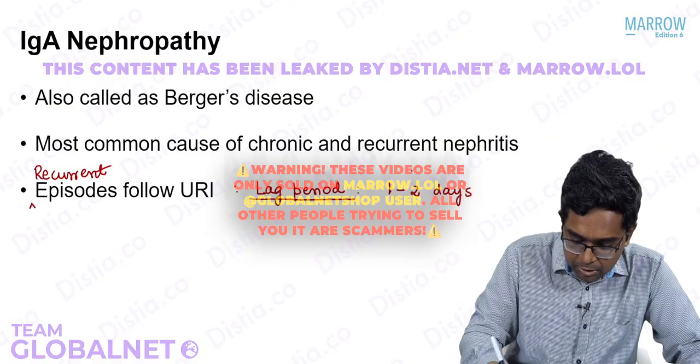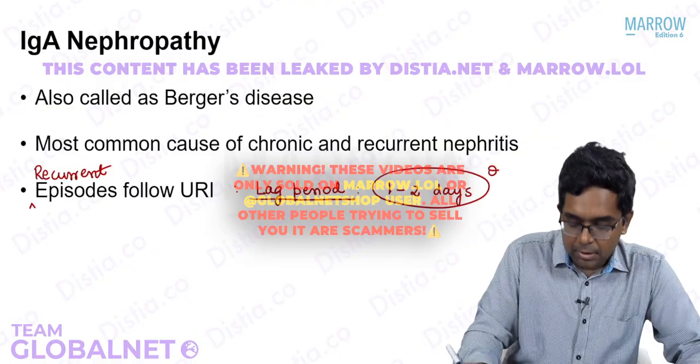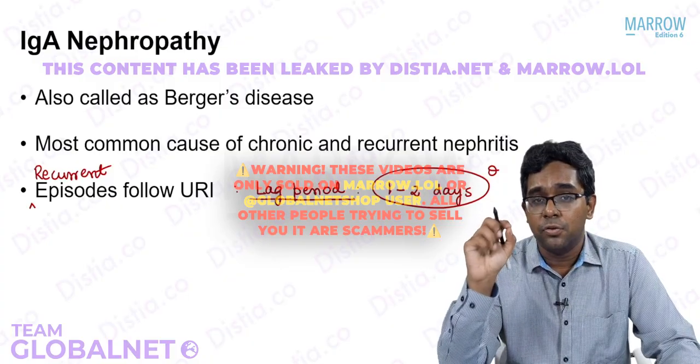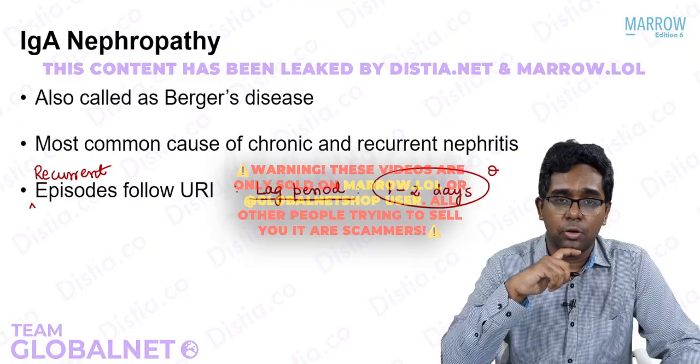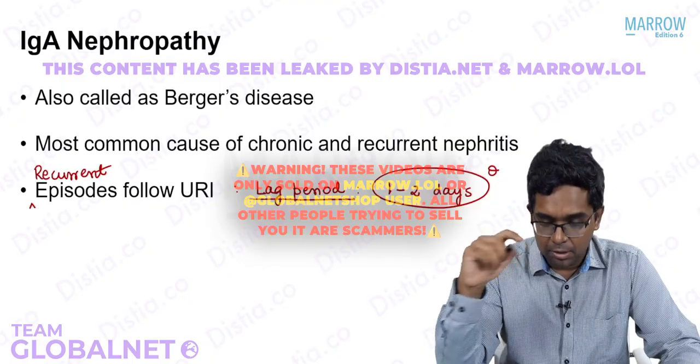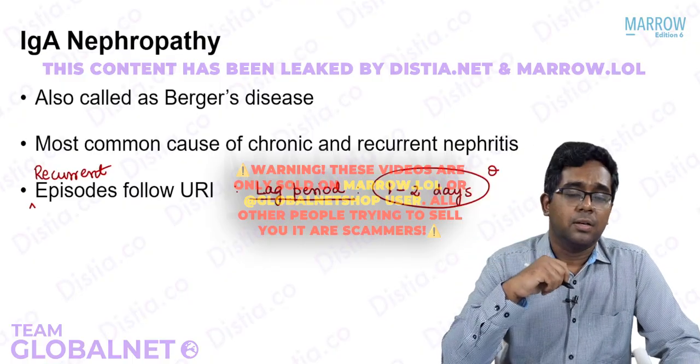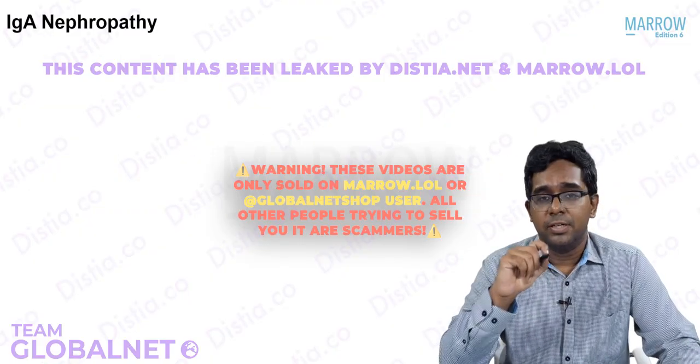This is an important point because in PSGN I said the lag period is a few weeks, but here it is 1 to 2 days. That is an important point of difference between IgA nephropathy and PSGN. Okay, right. Now, what are the other points of differentiation?